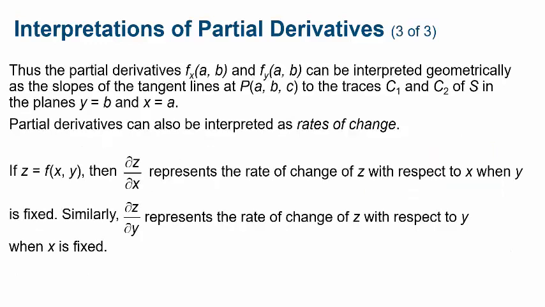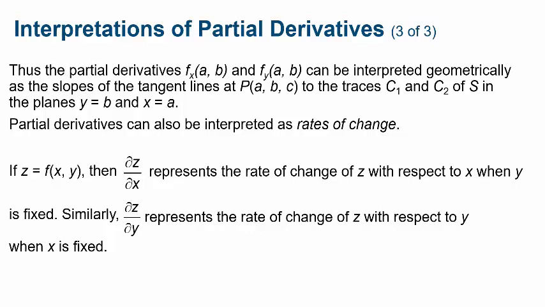Thus the partial derivatives can be interpreted geometrically as the slope of the tangent line at that point to the traces, these curves C1 and C2, of S in these two planes, y is equal to b and x is equal to a.